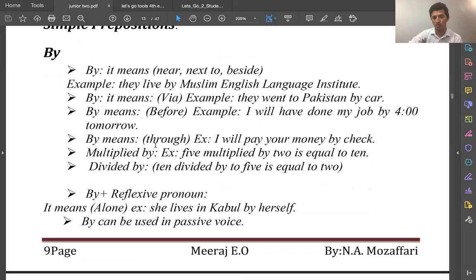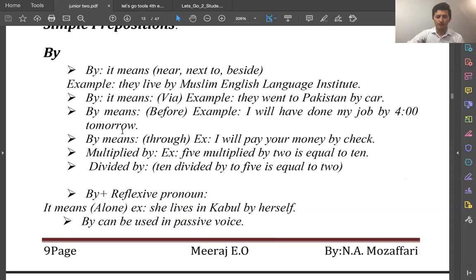By means through. I'll pay your money by check. It means through which method. I will pay your money by e-transfer. Or you can say I will teach you by different examples. Through different examples. It means through a method.